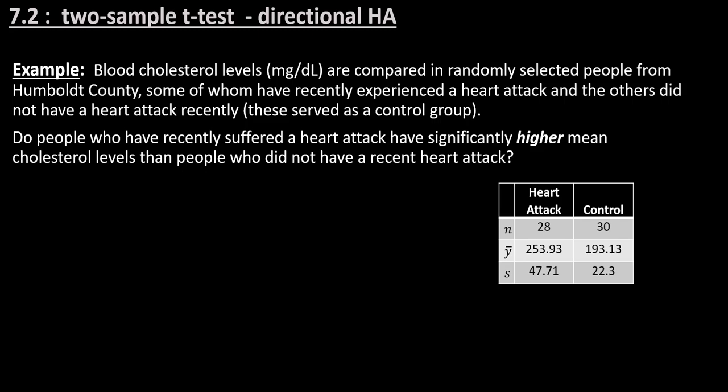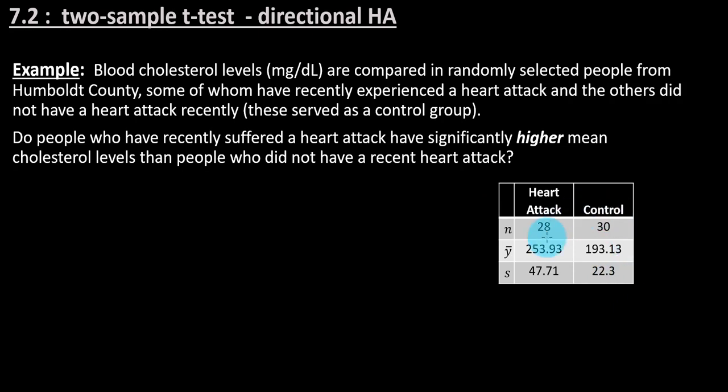In this video, we're going to look at a particular example of a directional alternative t-test. Blood cholesterol levels are compared in randomly selected people from Humboldt County, some of whom have recently experienced a heart attack, and the others did not have a heart attack recently. Those served as a control group. Do people who have recently suffered a heart attack have significantly higher average cholesterol levels than people who did not recently suffer from a heart attack?